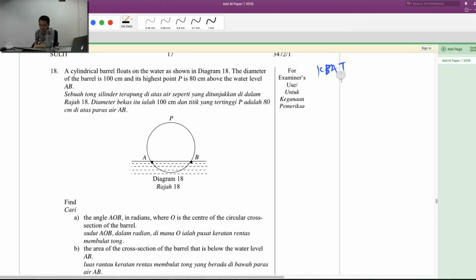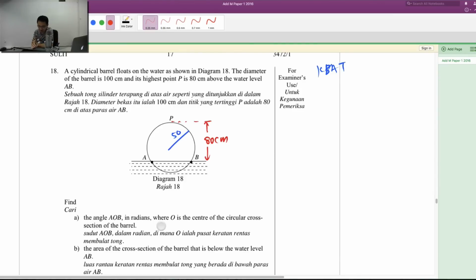A cylinder barrier flows on the water, as shown in diagram 18. The diameter of the pillar is 100 centimeter. So that means the radius is 50. The height of the point P, the highest point of P, is 80 centimeter above the water level. That means we know something here: from P to the water level is 80 cm.